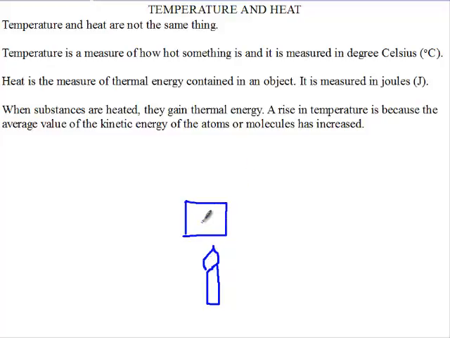When heat is applied to a substance, the particles in there start to vibrate. As more heat is being applied, the vibrations become faster. So as the vibrations become faster, clearly they now have more kinetic energy. Once they have more kinetic energy, there will be a rise in temperature. So when a substance is heated, it gains thermal energy, and then the thermal energy will cause the atoms or particles to vibrate faster, causing a rise in temperature.